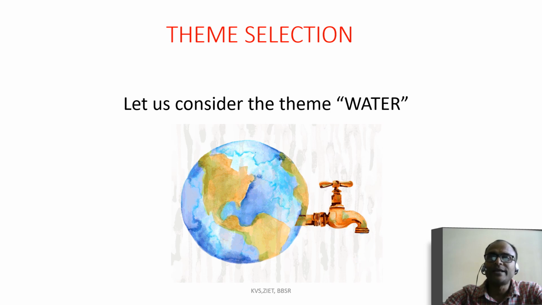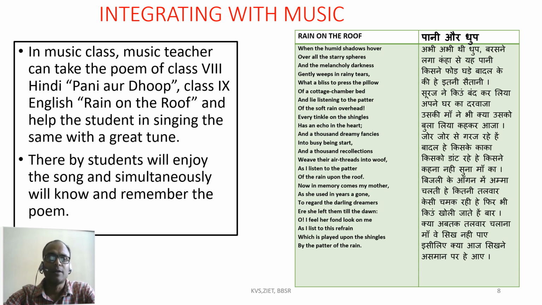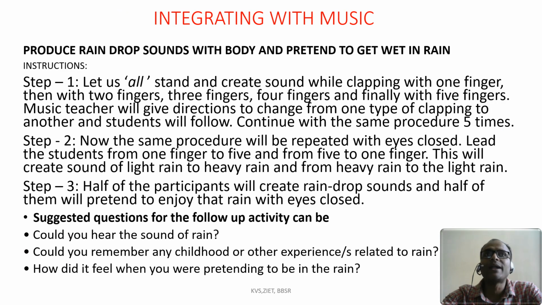Now, we will try to integrate this theme with all other subjects. In music class, the music teacher can take the poem of class 8 Hindi, that is Pani or Dhoop, and class 9 English, that is Rain on the Roof, and help the students sing it with a great tune. Or the music teacher can conduct an activity to produce raindrop sounds with the body and pretend to get wet in rain, where all students will be asked to create sound while clapping with one finger, then with 2 fingers, then with 3 fingers, and finally with 5 fingers.